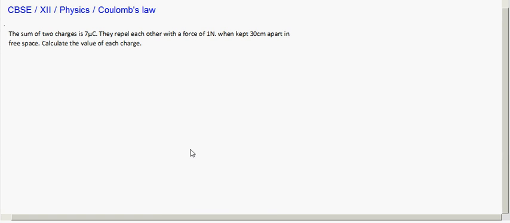In this class, we will solve some more problems based on Coulomb's law. Let us read this. The sum of two charges is 7 microcoulomb. They repel each other with a force of 1 Newton when kept 30 centimeter apart in free space.